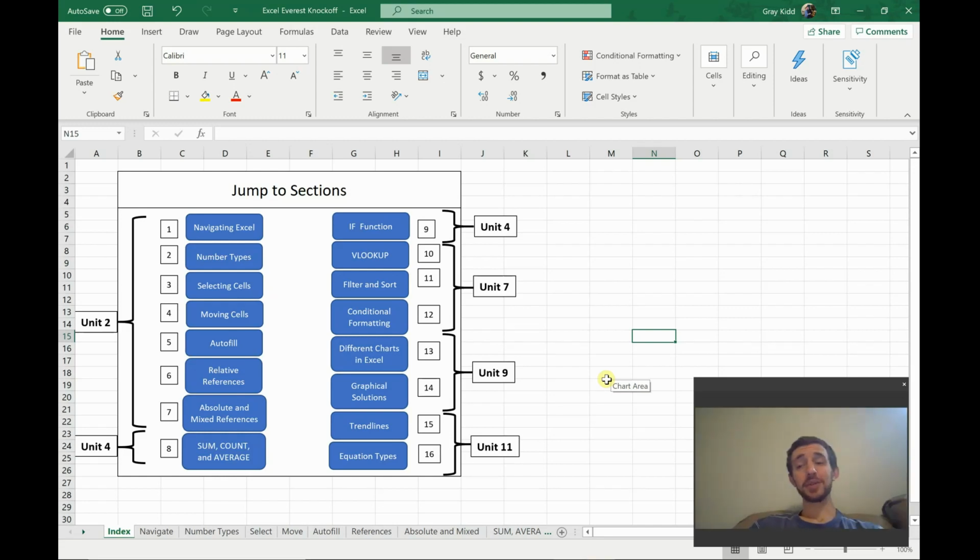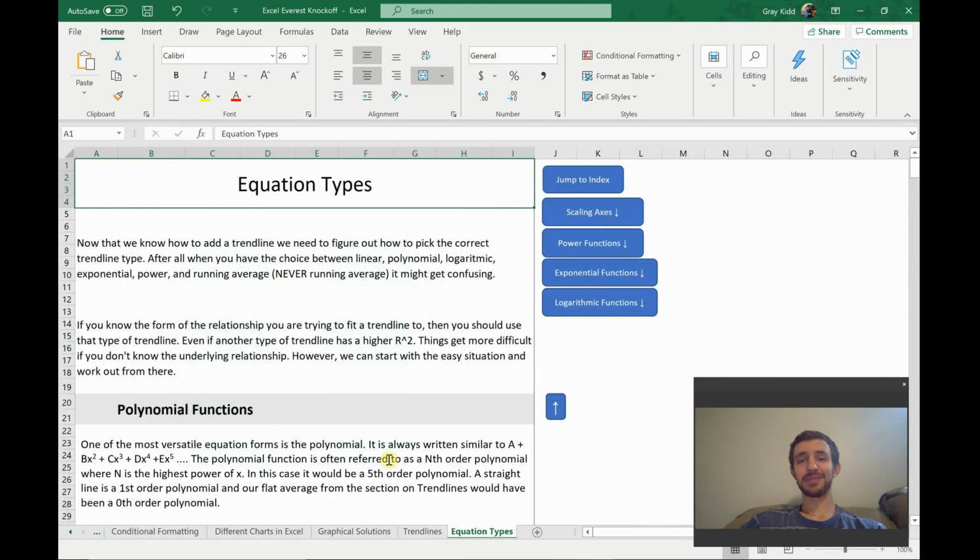Hi everybody. So last time we learned about trend lines. We added one and you're like, that's it? That's all we're doing? No, we've got a lot more to do, but it's so much that I decided to make it its own little section. So let's jump into equation types, because there are so many different types of lines that Excel can add. So let's look through them all together. So equation types, here we go.